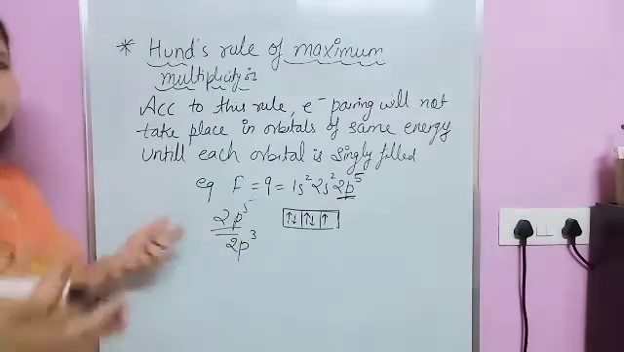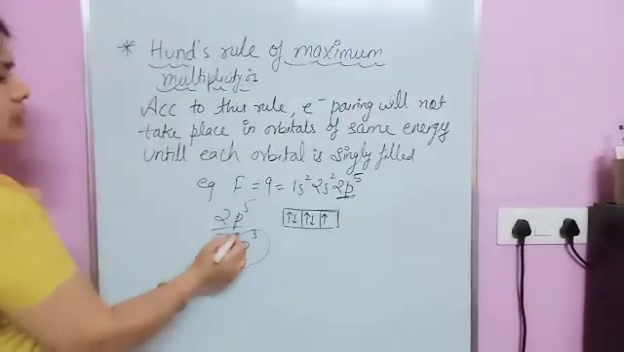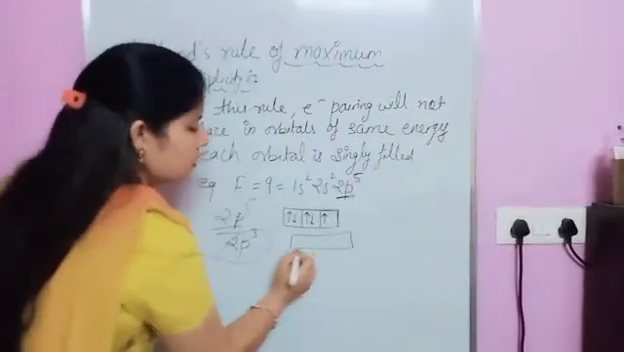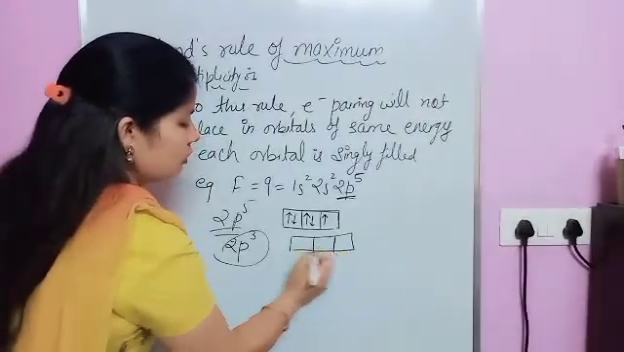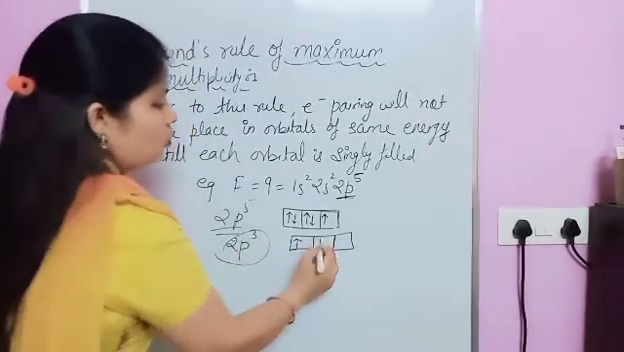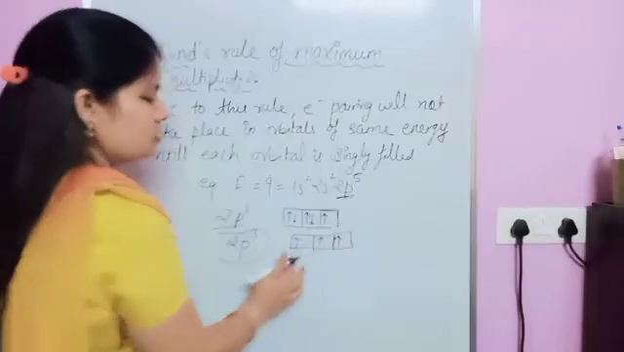Okay, now suppose another one is 2p3. किसी का भी हमने ले लिया इसमें, it's 2p3. So when you fill electrons in this one, how to fill electrons? Now this one is 1 electron, 1 electron and 1 electron, single, single, single.